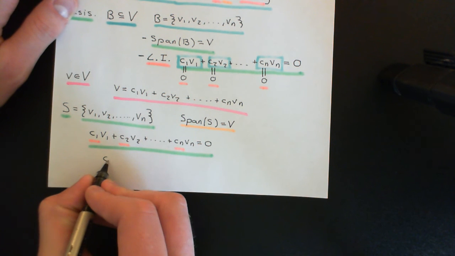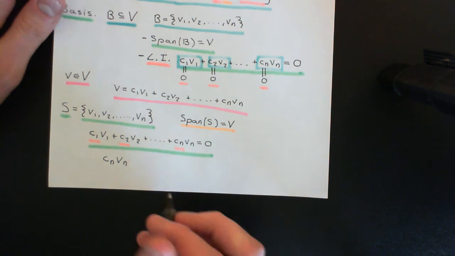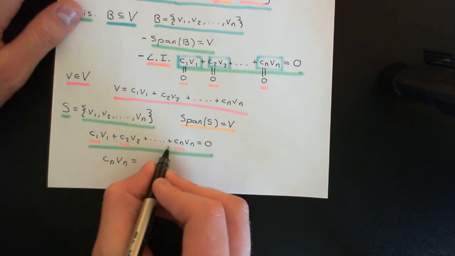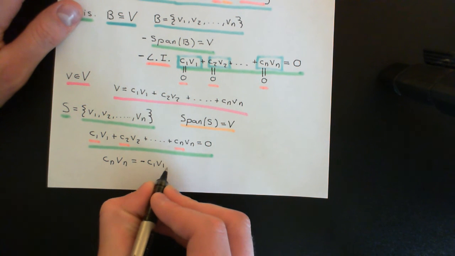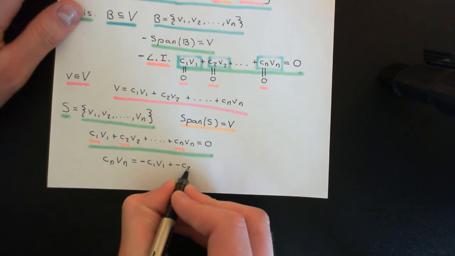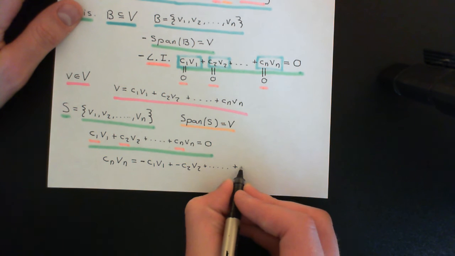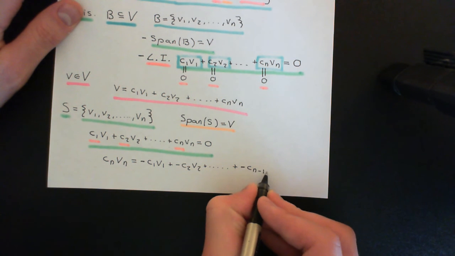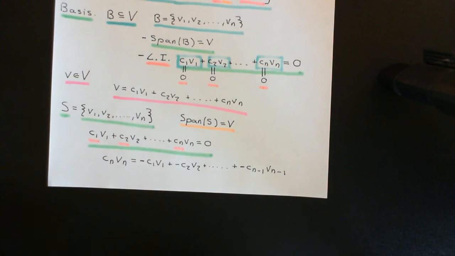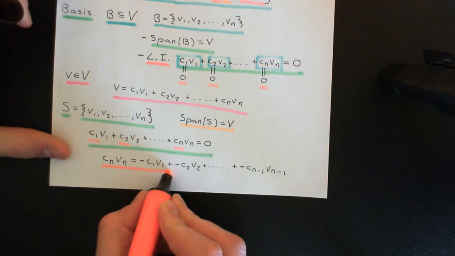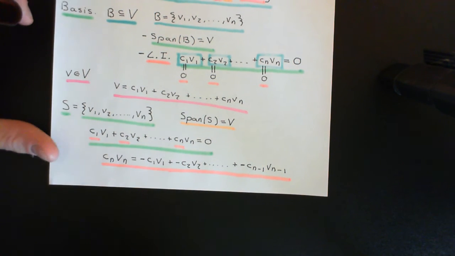Okay, so what I'll end up with is the fact that Cn times Vn, so this scalar multiple of the vector Vn, is equal to the additive inverse of all the others added together. So we'll have the additive inverse of C1 times V1 plus the additive inverse of C2 times V2, and it will continue on plus dot dot dot all the way down until we'll have the additive inverse of Cn minus 1 times Vn minus 1, like so. Okay, so all I've done there is add onto both sides of the equation the additive inverse of all of these scalar multiples of the vectors here.